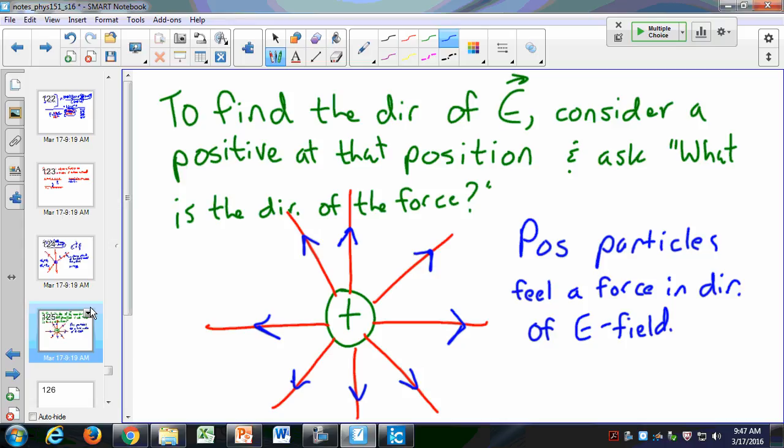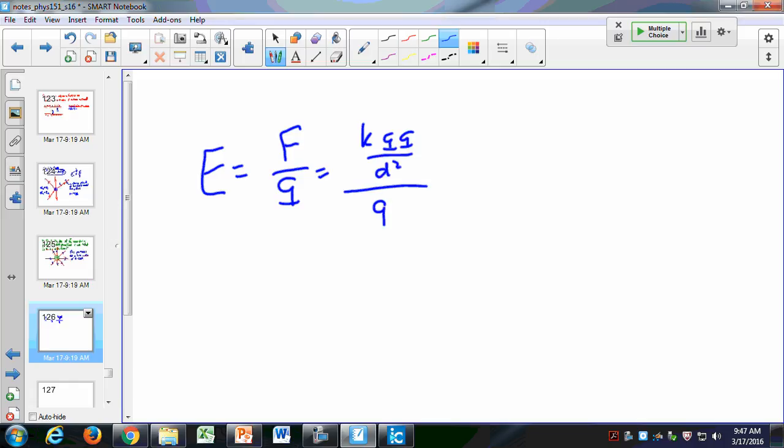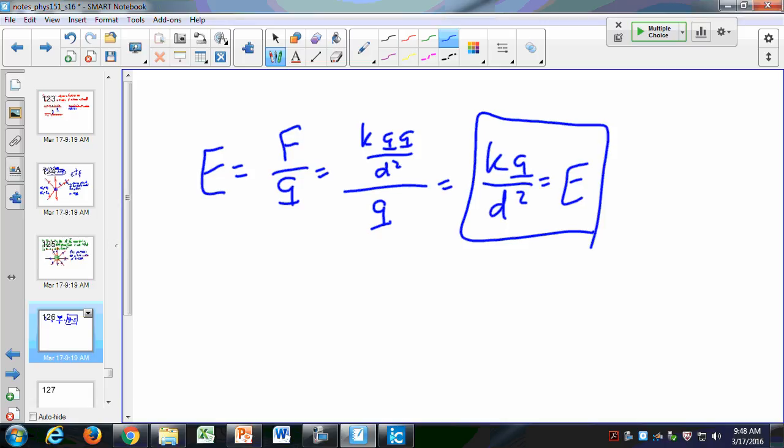The electric field, do a quick derivation, and you'll have this equation. Remember, the electric field is force over charge. That's kQQ over d squared. Divide that by charge, and I get an expression for the electric field, kQ over d squared. That's on your equation sheet, but that just tells me what is the electric field, what is the force per unit charge at a certain distance from a charge.